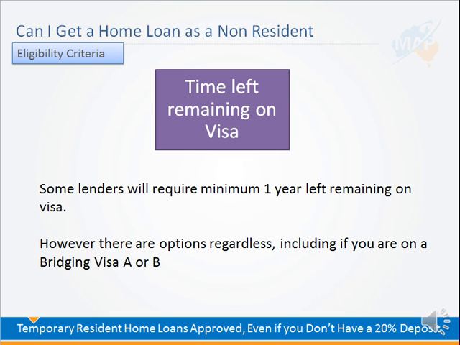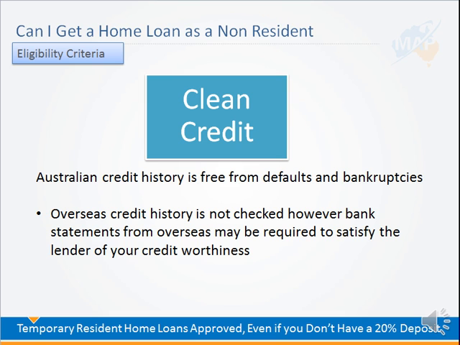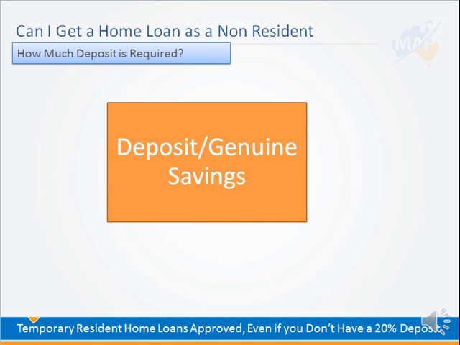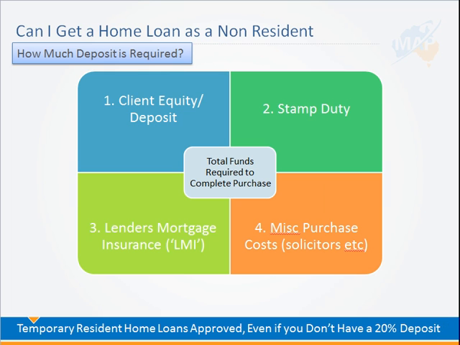Policy does vary on this, and there are always exceptions and always options if you don't have 1 year left on your visa. But as a rough guide, most lenders will stipulate 1 year left remaining on your visa. You need to have clean credit in Australia that is free from bankruptcies or defaults. Not typically an issue for our clients, given that it's quite difficult to get finance when you're on a visa anyway. However, it does happen occasionally with an unpaid telephone bill or something like that. And finally, deposit and genuine savings requirements, and we'll have a closer look at that now.